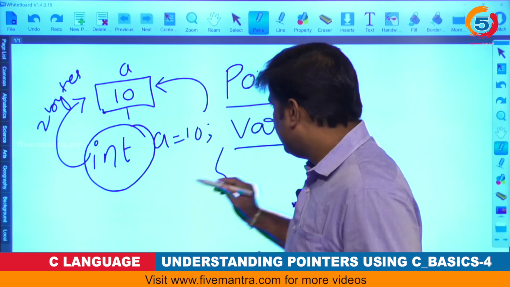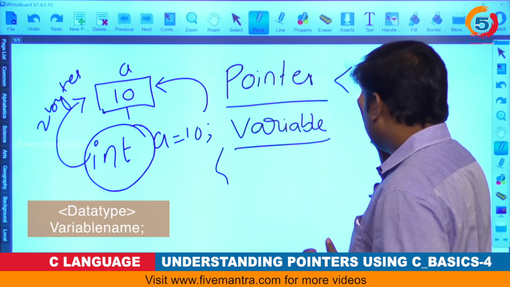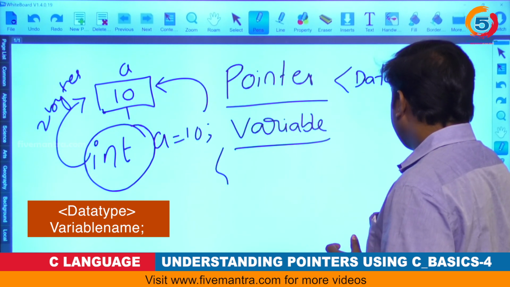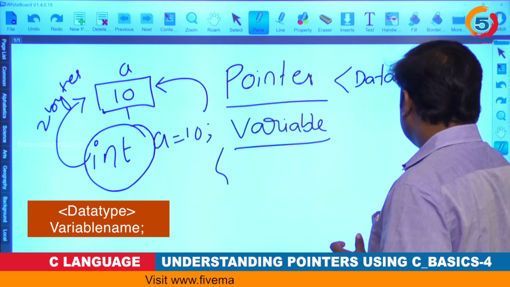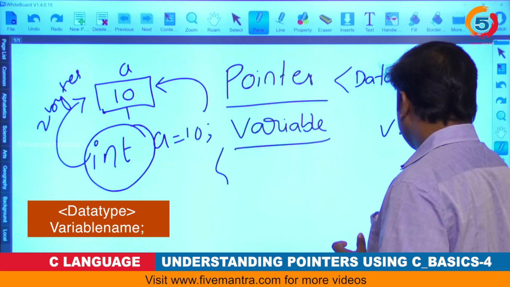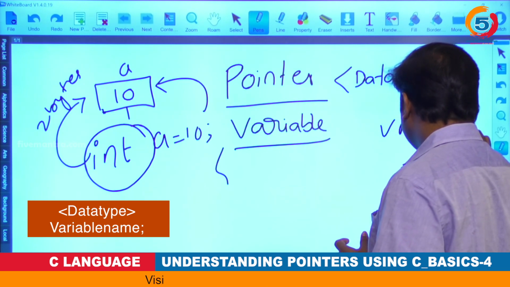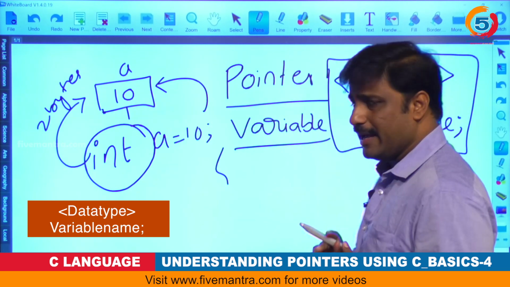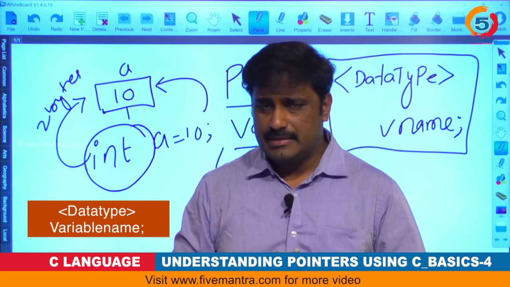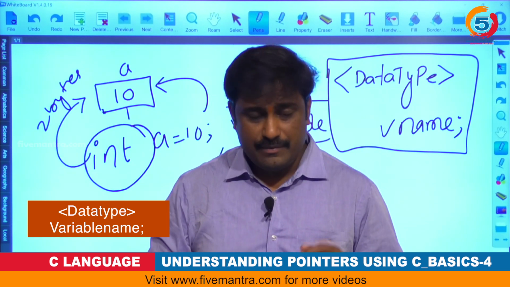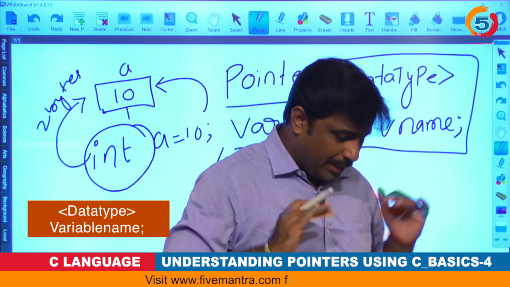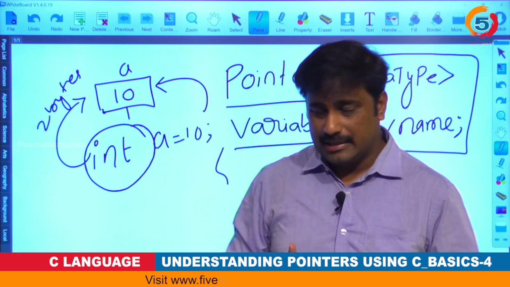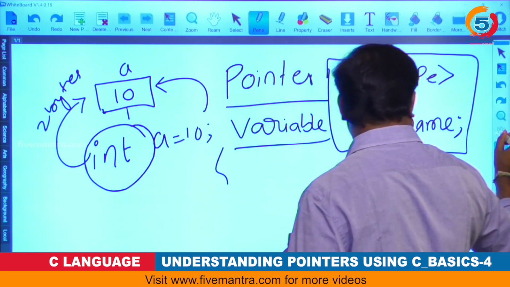So when you want to define a variable, the simple syntax I have is, the first one is data type, next variable name, and every C statement must end with a semicolon. This is the syntax we have to follow for a variable. Whenever you want to do a pointer variable, how to define it and what is the need of the pointer, that we are going to do right now.